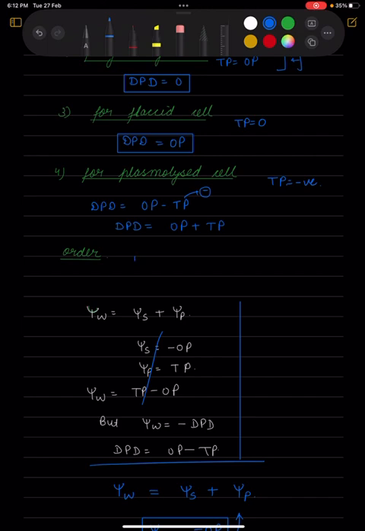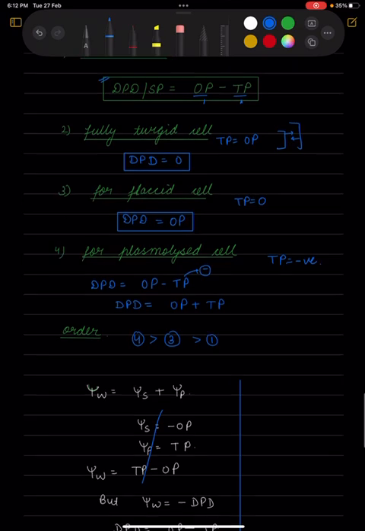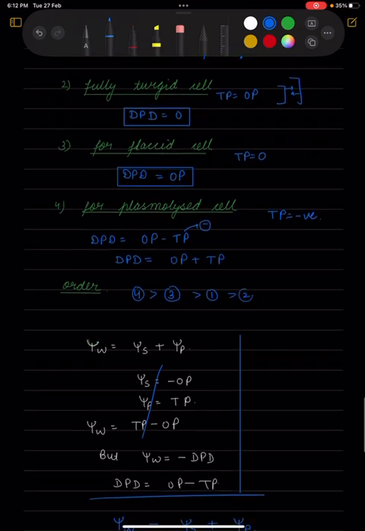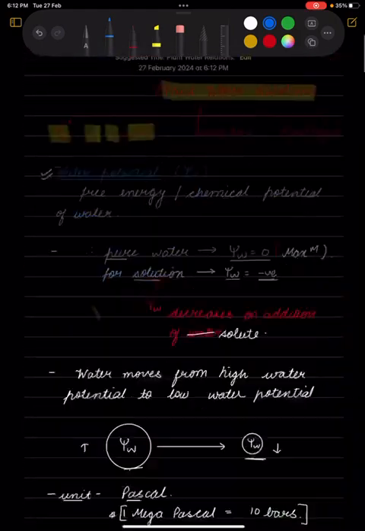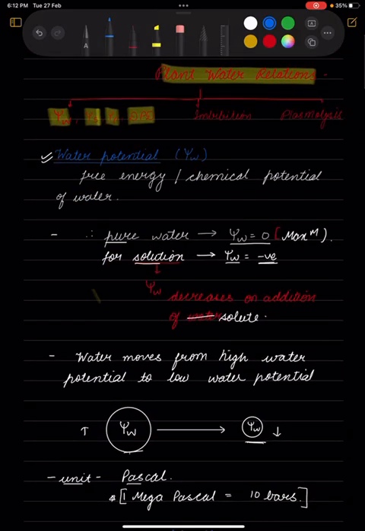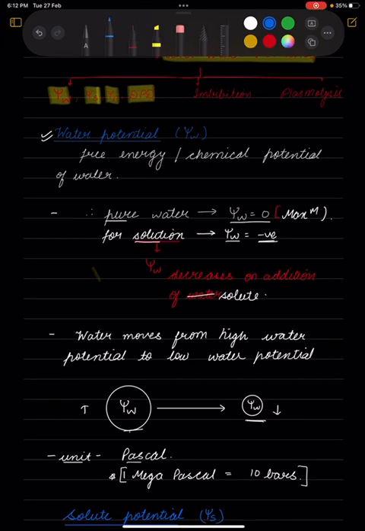In case 4, it will be the maximum. Then in the third case, then obviously the first case, and in the second case it is already 0. So this is all about my today's topic. If I summarize the topic, we have discussed psi w, psi s, psi p and DPD, their relations and their equations in the normal cell, plasmolyzed cell, turgid cell and the flaccid cell. It is very important. You can expect any 1 to 2 questions from this topic in the NEET.